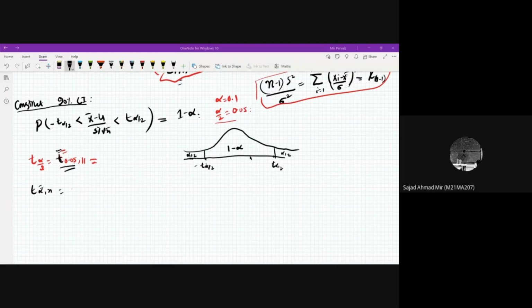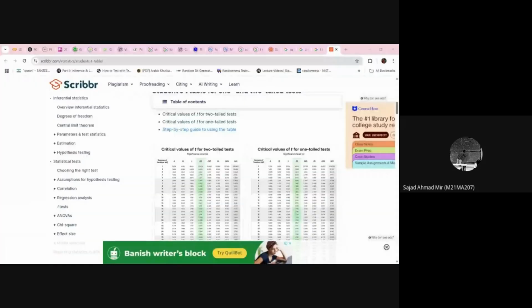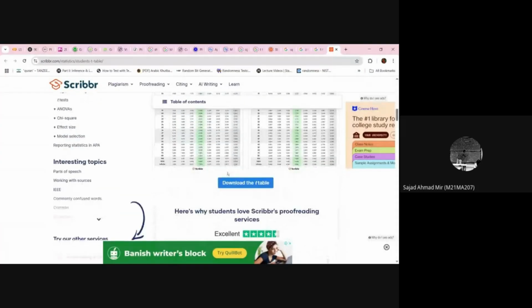So okay, in the last quiz only the normal table was given, right? Then we have to look at an online table. T table value. So you have to be very careful while looking at this. I will show you the t table. Yeah, share window.